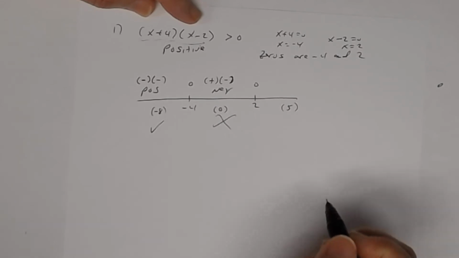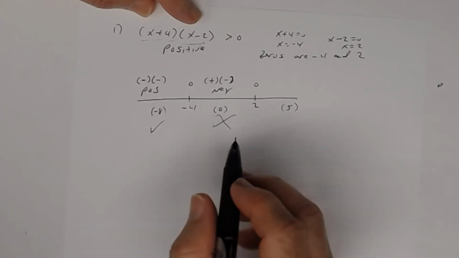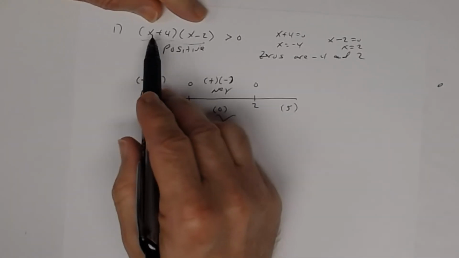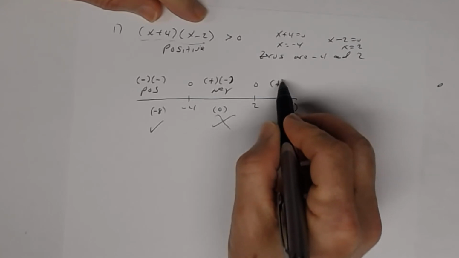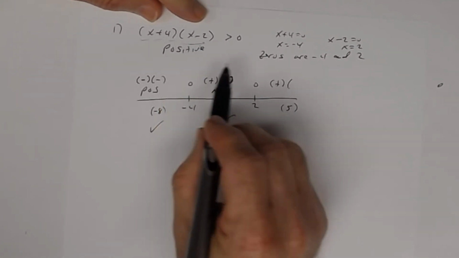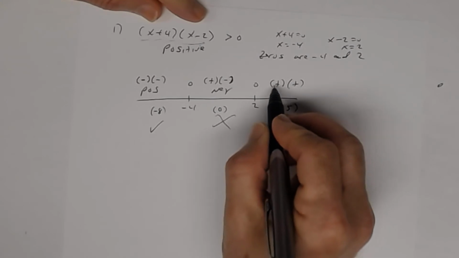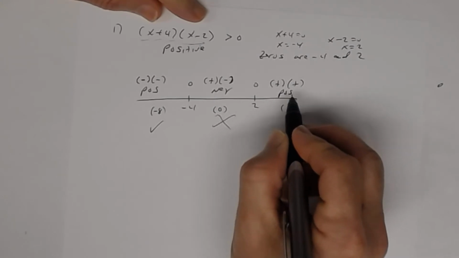So I'm not going to use that interval. Let's go to the next one, 5. If x is 5, I get 5 plus 4, which is 9. That's positive. 5 minus 2 is 3. That's positive. A positive times a positive is a positive.